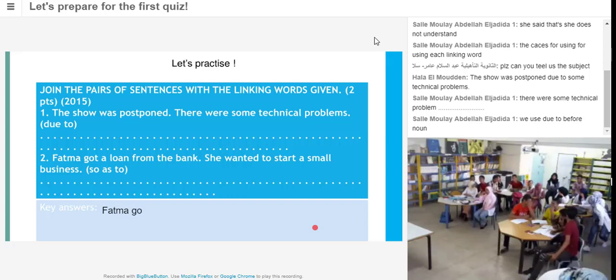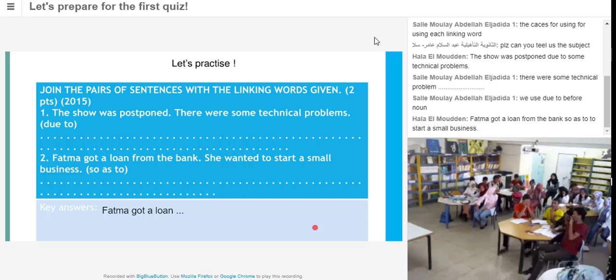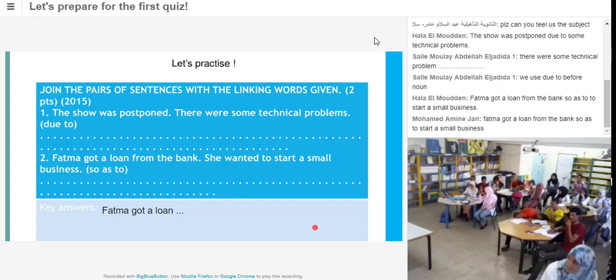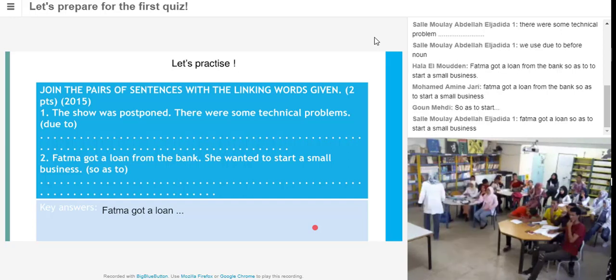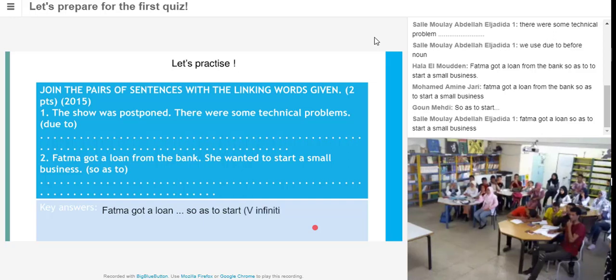Fatma got a loan from the bank. Okay. Now someone to type the answer in the chat. Yes, Hala again. Fatma got a loan from the bank so as to start a small business. Hi, Amin. Fatma got a loan from the bank so as to start a small business. That's excellent. So you start with this sentence and you complete with so as to, all right, start. And start is representing the verb in the infinitive. Okay, verb in the infinitive. So that's excellent. Do you have any question? No. All right. So I move on.